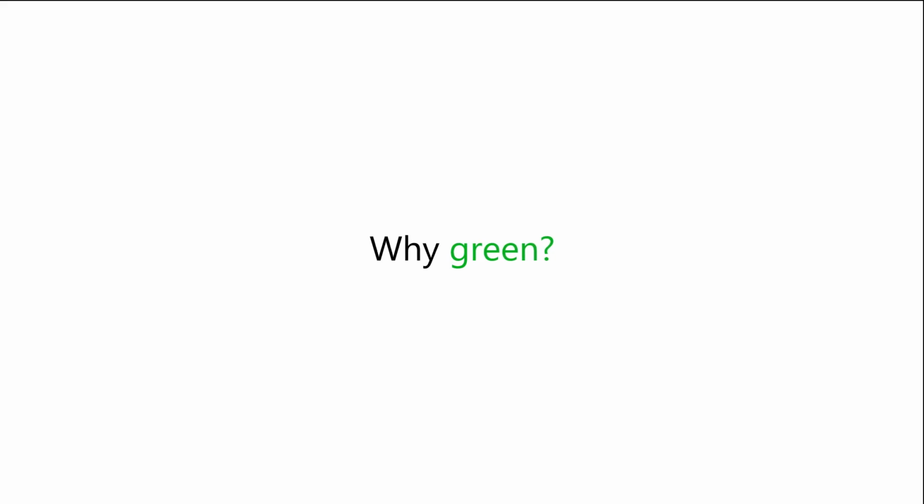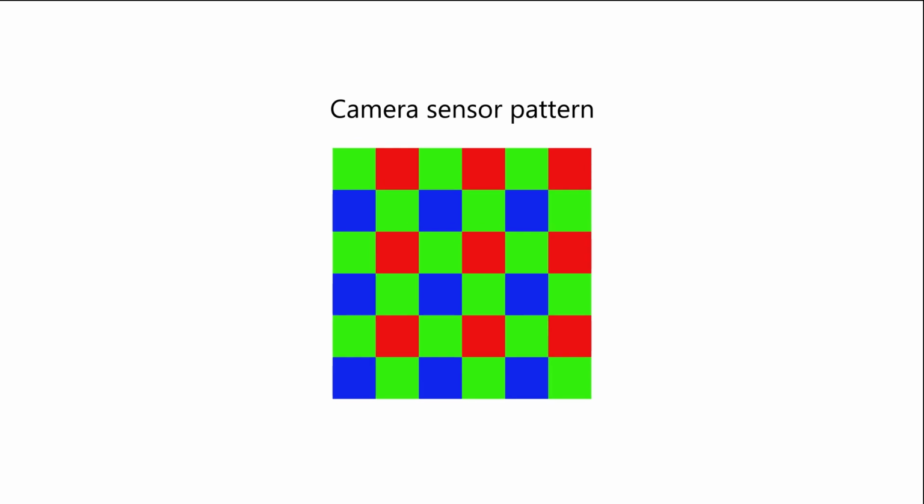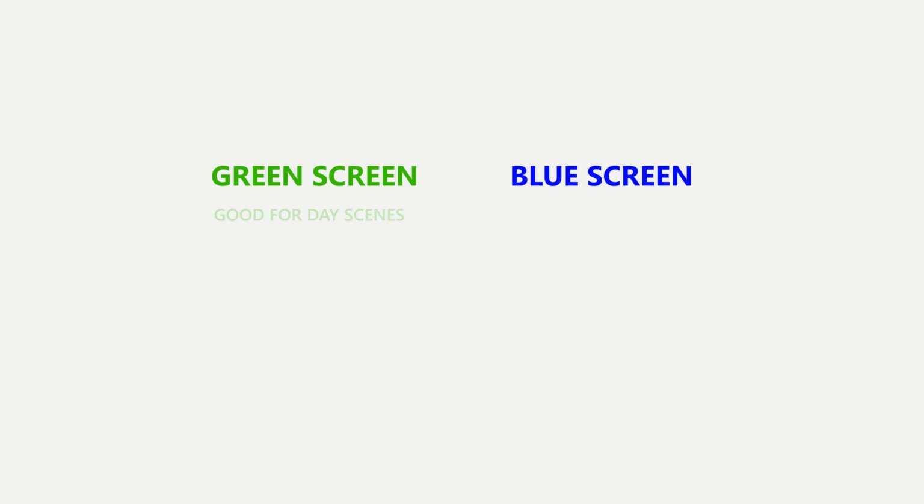Now the main reason that green has become more popular than blue for keying is because digital camera sensors pick up more green color information than blue. This results in a cleaner key. Now there are some other benefits to both colors. For instance, green screens tend to be better for day scenes, blue screens can be better for night scenes.